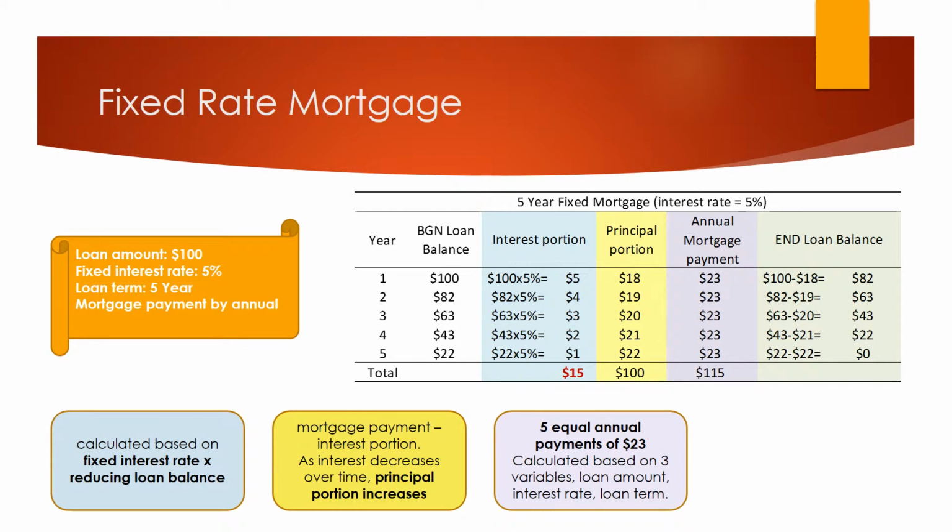The yellow column shows the principal portion of the mortgage payment, which is calculated using fixed mortgage payment minus interest expenses. Notice, as the interest expense decreases by year, more of your mortgage payment goes to pay down the loan principal. The last column shows loan balance decreases year over year, which results in a lower interest expense each year. By the end of year 5, the loan is paid off completely.